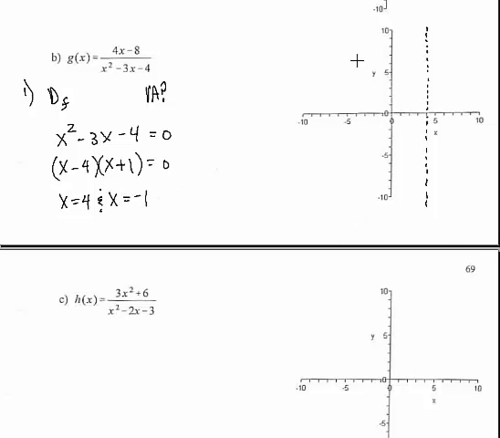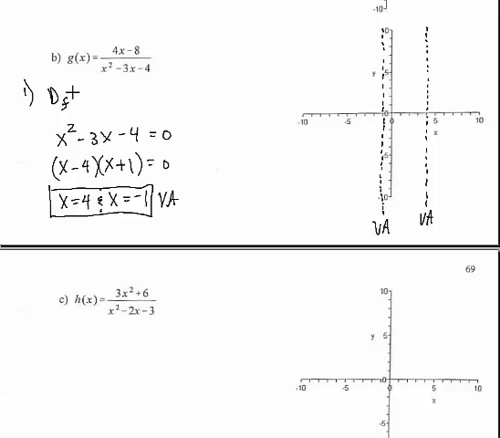Then I'll go to x equals negative 1. And for each location, I'll draw a vertical dashed line and label them with VA. So these are the vertical asymptotes.